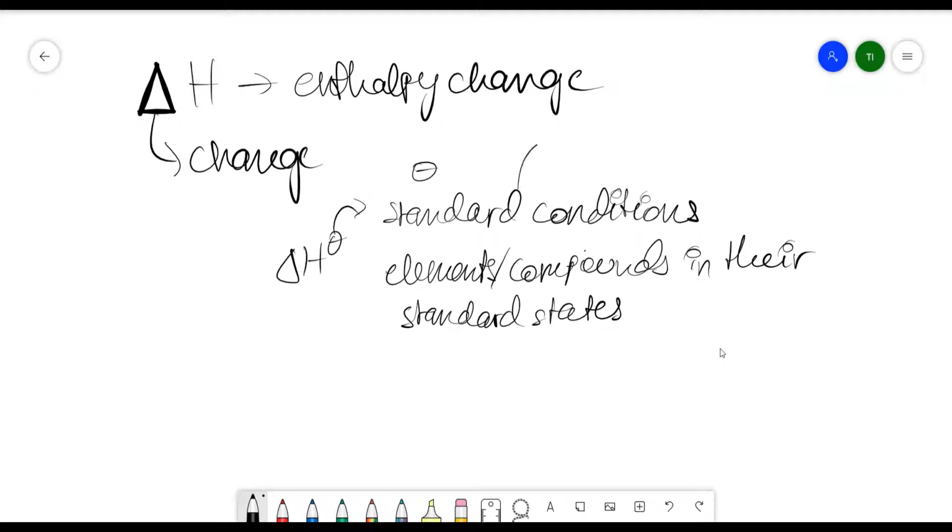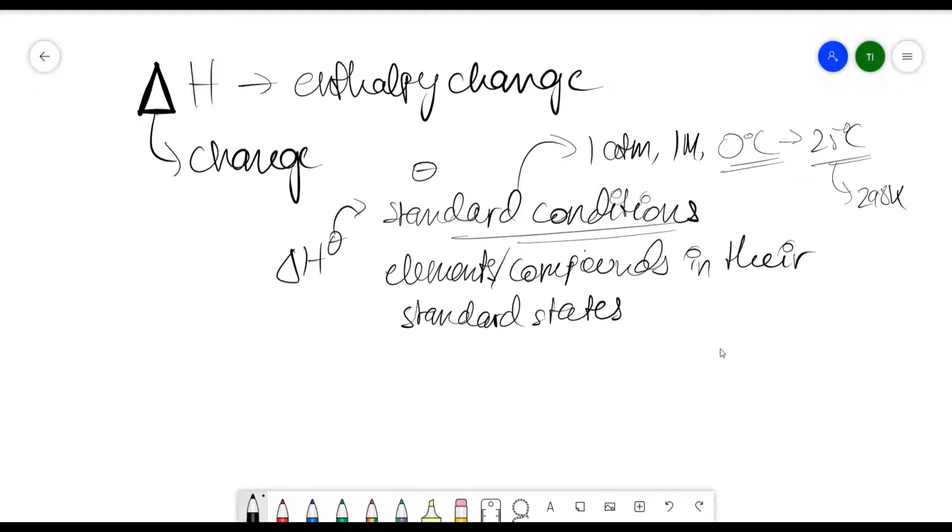Well, standard conditions are basically 1 atm pressure, 1 mole per dm cubed concentration of solutions, and a specified temperature, usually between 0 degrees Celsius to 25 degrees Celsius. For your CAIE A-Level Chemistry, you use 0 degrees Celsius for gases and 25 degrees Celsius for electrochemistry. So let's just use 25 degrees Celsius or 298 kelvins for this example, okay? So that's basically what standard conditions are: a specific temperature, 1 atm pressure, and 1 mole per dm cubed concentration of solutions.